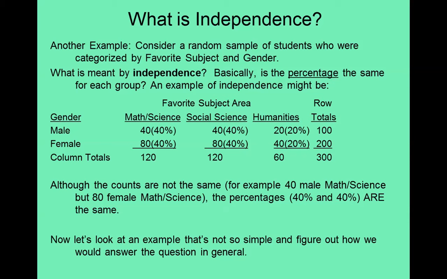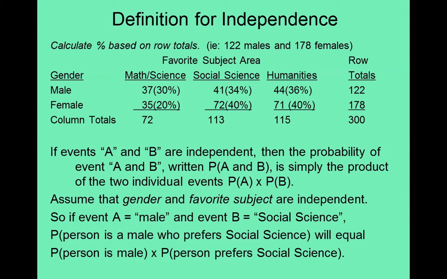Now let's look at an example that's not made up and quite so simple to figure out and see how we would answer the question in general. In this example, there were 122 males and 178 females. The percentages are again based on the total number of each gender. For males, 37 of the 122 chose math or science, so that's about 30%. Similarly, 41 males is 34% choosing social science, with the remaining 36% selecting the humanities as their favorite subject area.